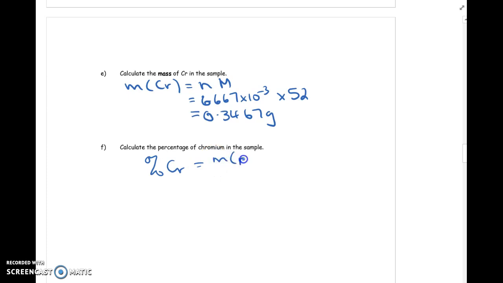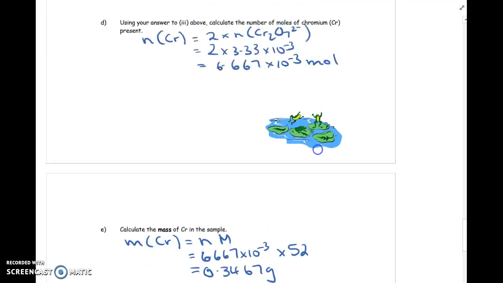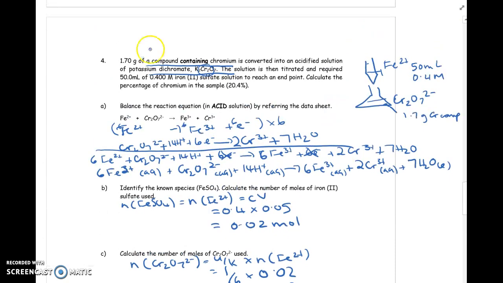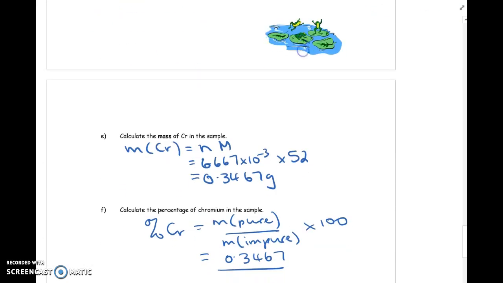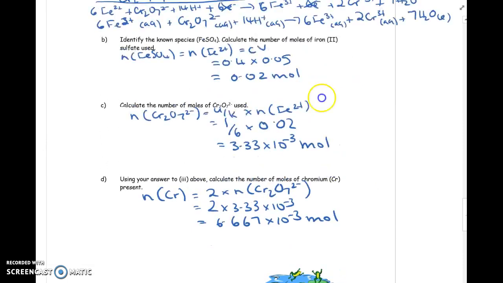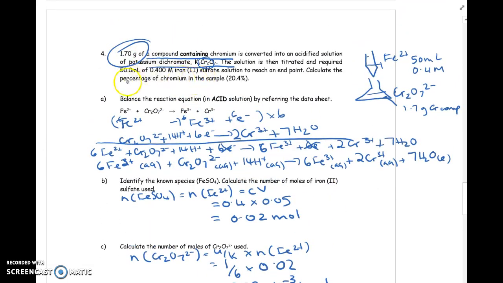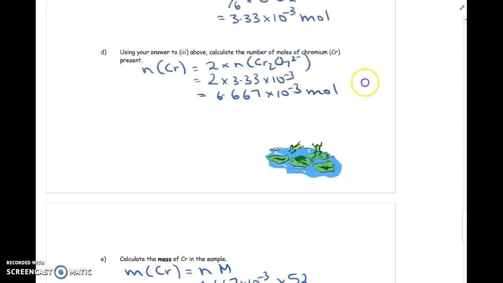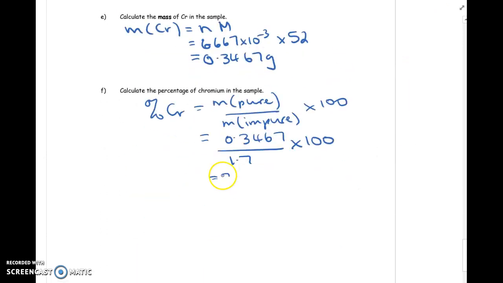Last part, calculate the percentage of chromium. Percentage of chromium is the mass of the pure over the mass of the impure times 100. So the mass of the pure is the 0.3467 divided by the impure. If you go back to the top here, it tells us that we put 1.7 grams of the compound in, so 1.7 times 100. Now we need to check our sig figs. So this one's got 3, this one's got 3, and this one's got 3, so our answer should be in 3 significant figures, and it equals 20.4%.